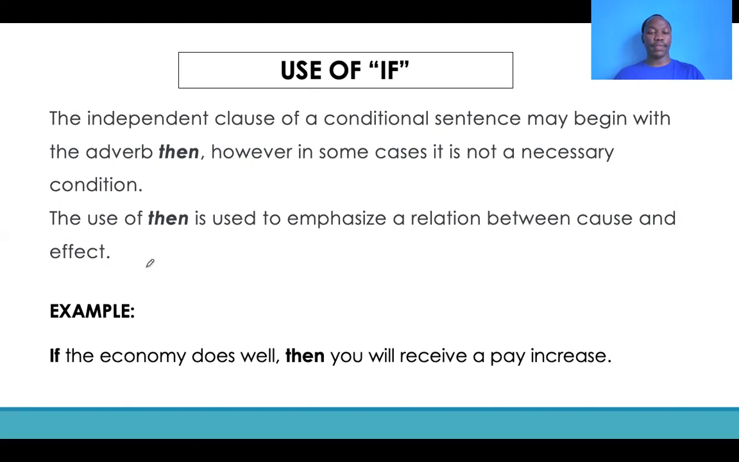So, for example, if the economy does well, then we will receive a pay increase. So, this the use of if and then here. So, if the condition is that the economy does well, then our subject will receive a pay increase. You see the use of then here will emphasize the relation between this cause of the economy doing well and the effect of our subject receiving a pay increase, right?